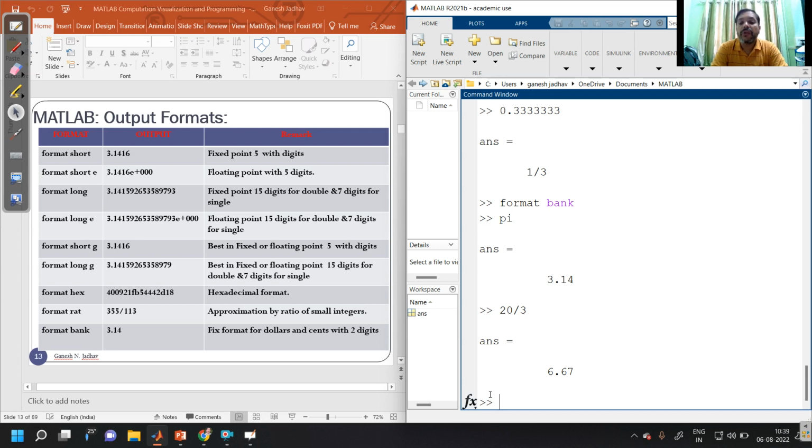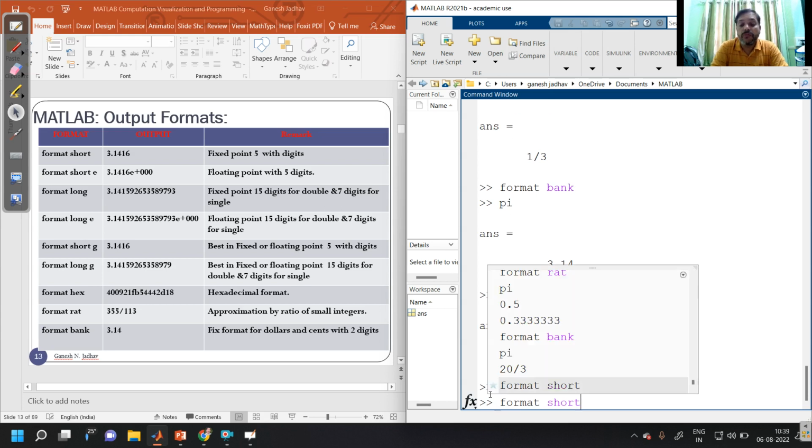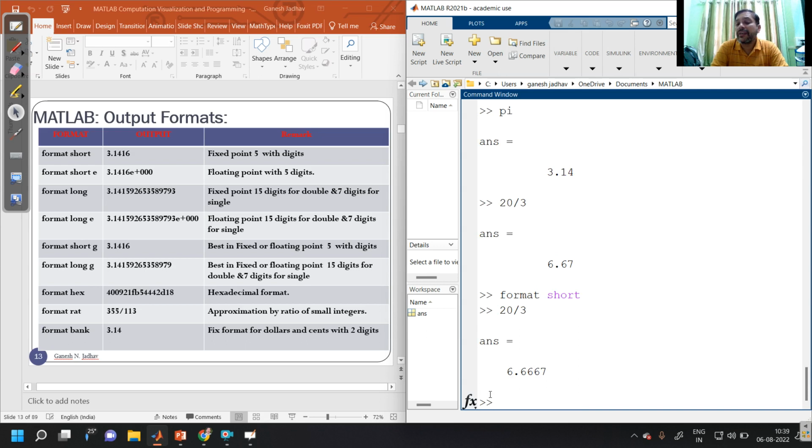Don't forget to change the format to short again, format short. Otherwise the result will always display in the bank format, which was the last one used. So use format short again, and you can see. Most of the time, format short or format short E is used.